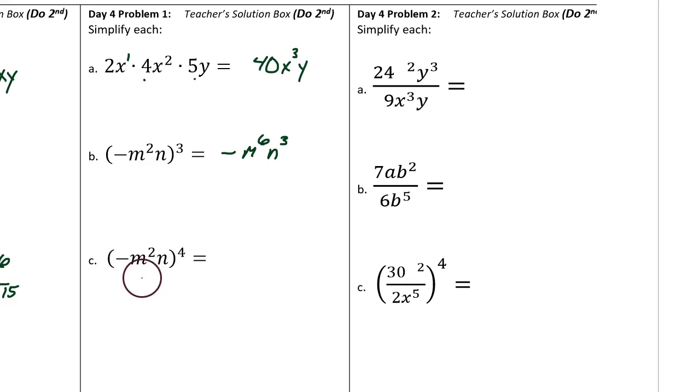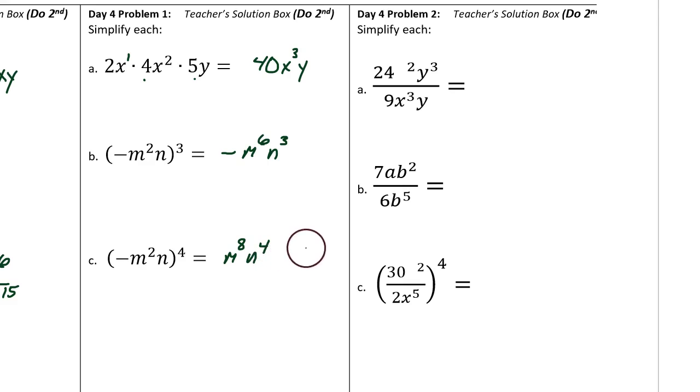That gets raised to the third power. Question C is a lot like question B. Take everything in the parentheses and raise to the fourth power. Start with the negative. Negative to the fourth power makes positive because an even number of negatives multiplied is positive. Now the letter m. We get m to the eighth power. 2 times 4 is an exponent of 8. And now the letter n gets raised to the fourth power.